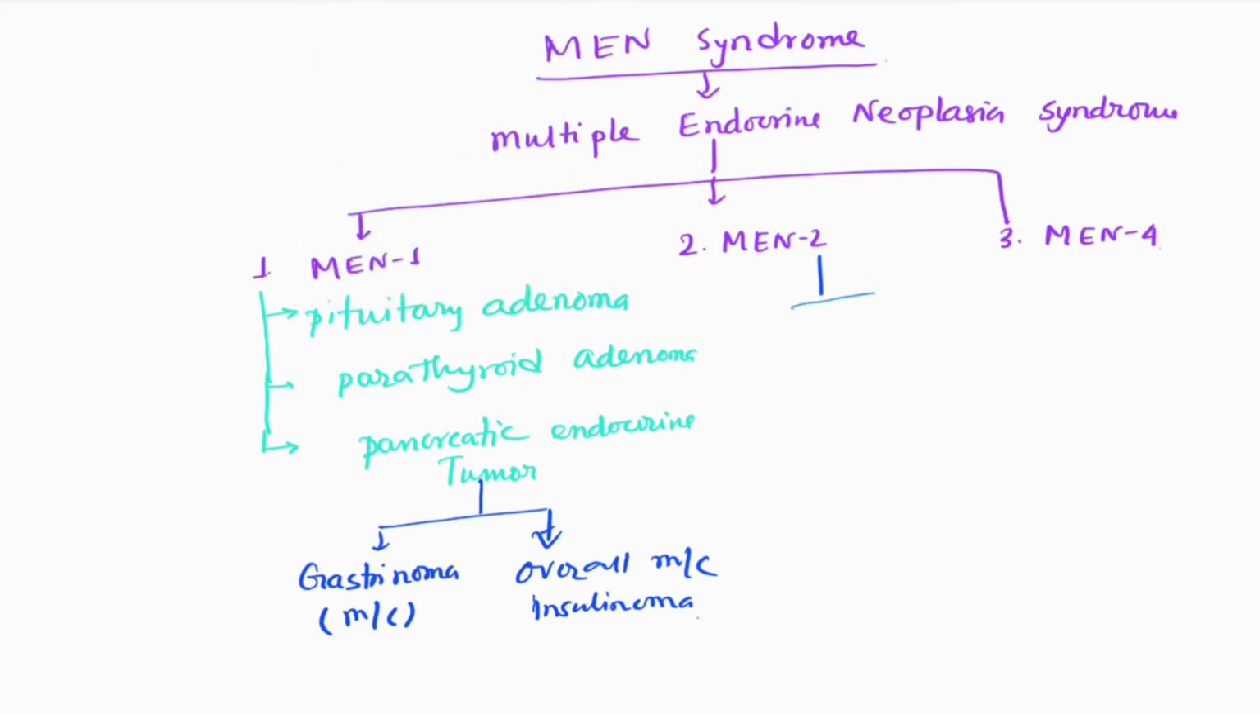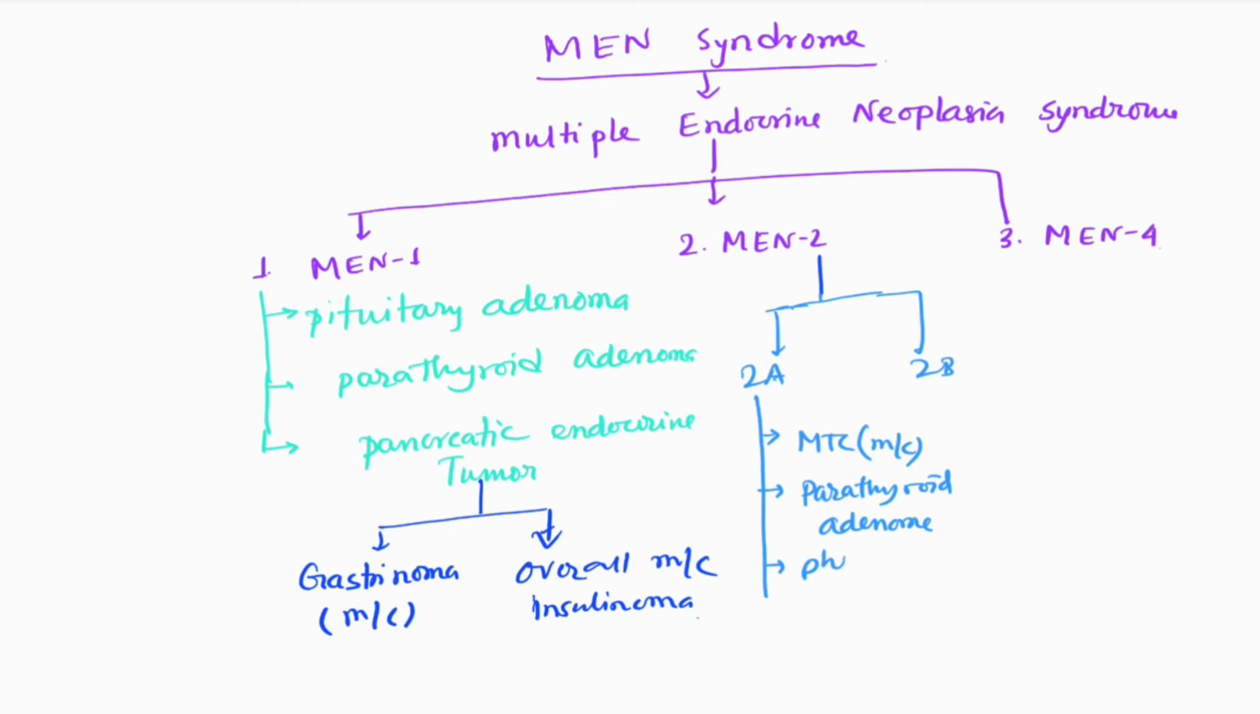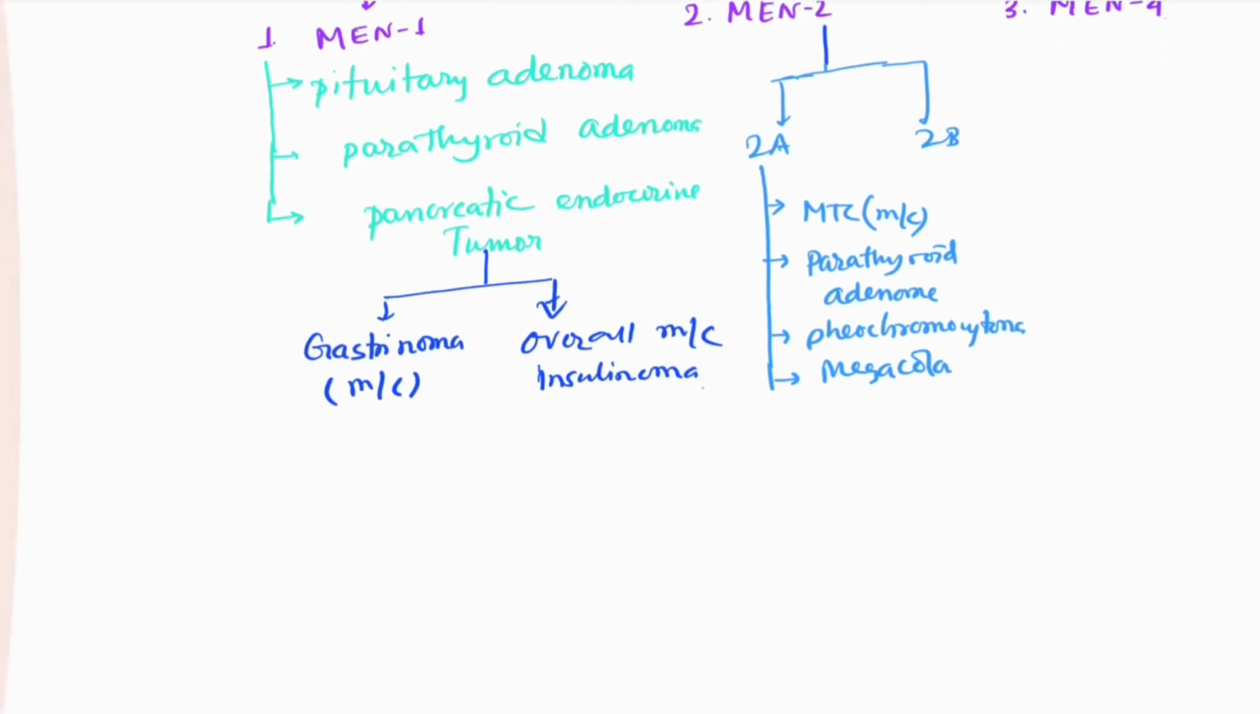MEN 2 has 2A and 2B. Under 2A classification: medullary carcinoma of thyroid most common, then parathyroid adenoma, pheochromocytoma, and megacolon. Okay. And 2B.